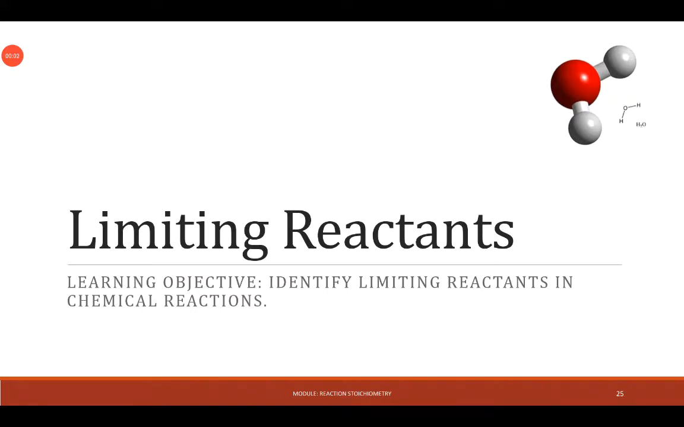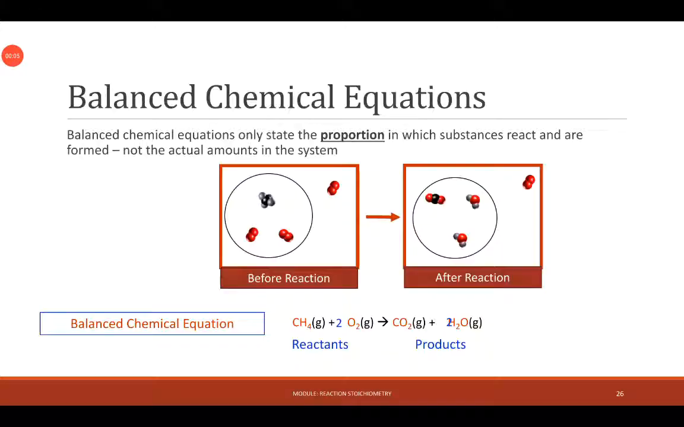In this video, we are going to be learning how to determine the limiting reactant in a chemical reaction. We know that the coefficients in a balanced chemical equation tell us the proportion in which things react. They do not tell us what we started with and what we end with. They just tell us the proportion in which things react, the ratio.